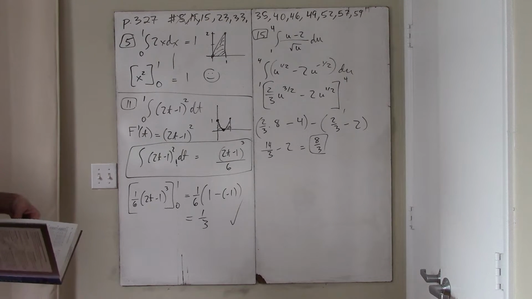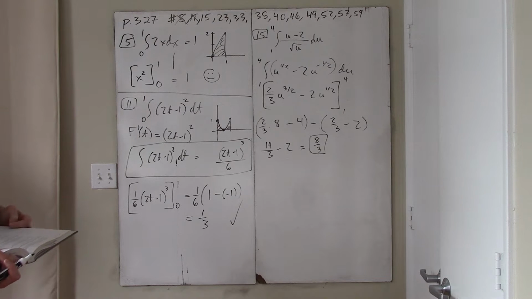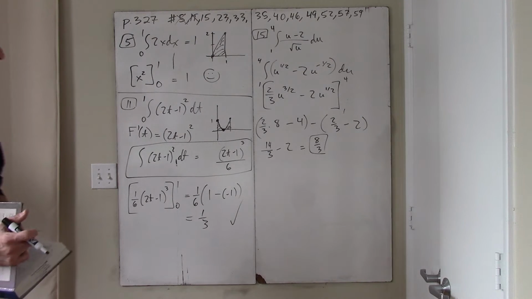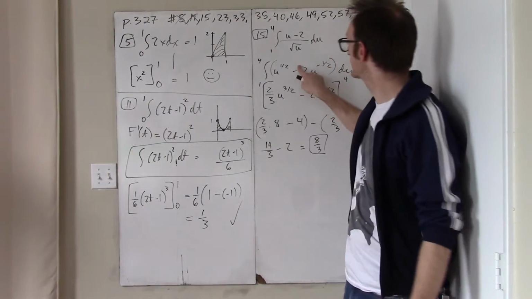Uh-oh, I did something wrong. What was it? 3/2, number 15, 2/3 they say. Let's see, I made some mistake. Hopefully it was a very small one. Oh, yeah, there was already a 2 here.